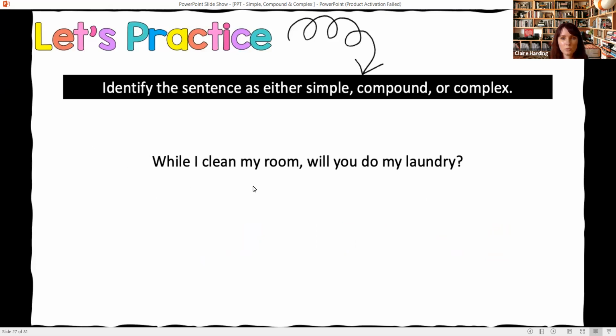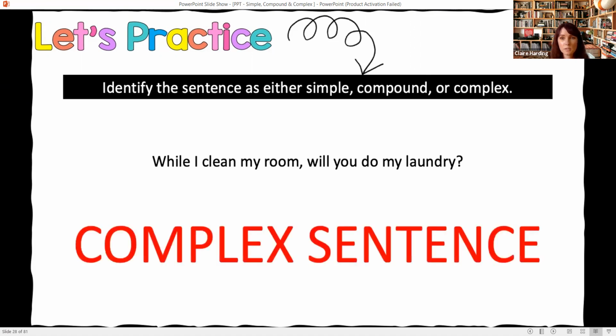While I clean my room, will you do my laundry? What kind of sentence is that? Simple, compound, or complex? And if you said complex, you are correct again. While I clean my room is our dependent clause. Will you do my laundry? Independent clause. So remember, complex sentences have a dependent clause and an independent clause. And while is our signal word for our dependent clause.